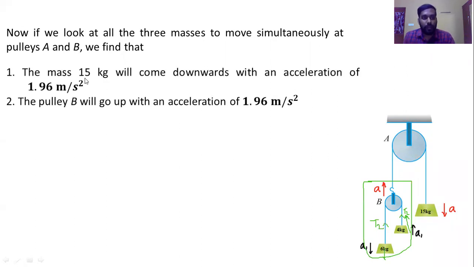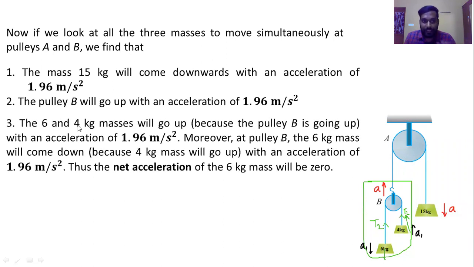Okay, so the 15 kg mass will come downward with an acceleration A, already found as 1.96 meter per second square, and pulley B is going upward with the same acceleration, 1.96 meter per second square. Then the 6 and 4 masses will go up, because pulley B is going upward with an acceleration of 1.96 meter per second square. Moreover, the 6 kg block is coming downwards on this pulley itself, so it has an acceleration A1, which is 1.96 meter per second square.